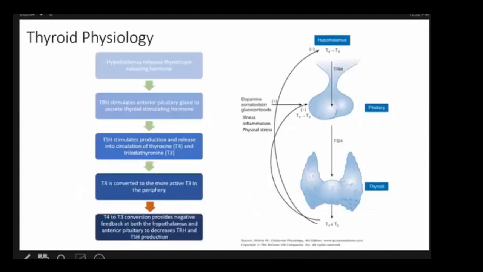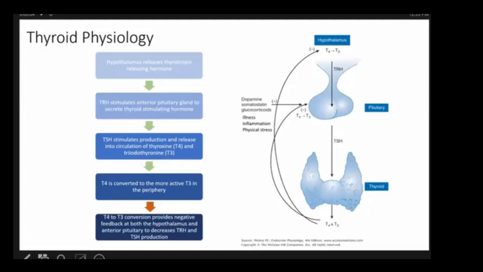So, some basic thyroid physiology. The hypothalamus in the brain secretes thyrotropin-releasing hormone, or TRH, that stimulates your anterior pituitary gland to secrete TSH, thyroid-stimulating hormone. This then stimulates the production and release of both thyroxine, which is T4, and triiodothyronine, which is T3, from the thyroid gland itself. In the periphery, so in the body, the T4 is converted to T3 to become active. The T4 to T3 conversion is what provides negative feedback at both the hypothalamus and the anterior pituitary to decrease TRH and thus TSH production.